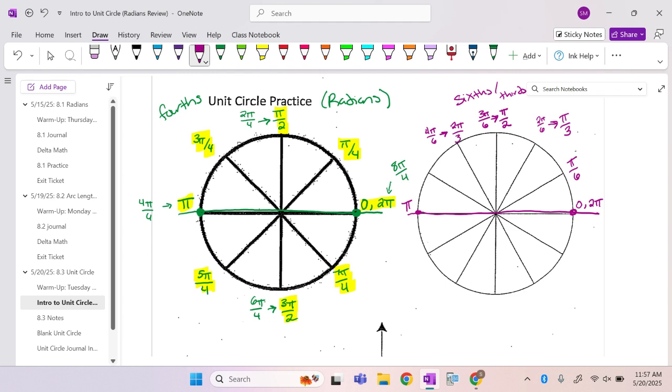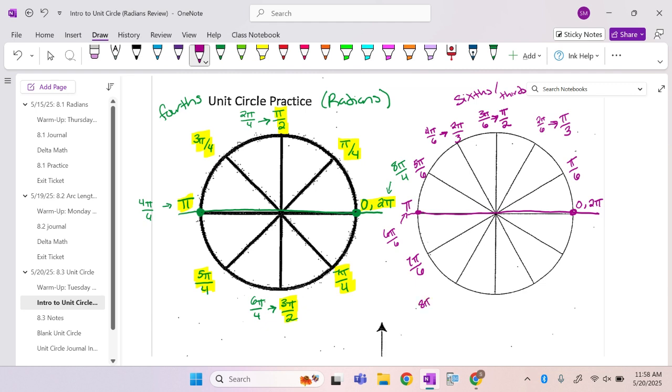Add another 6. What do I got? So it's one more than 4. 5 pi over 6. Add another 6. This will be 6 pi over 6, which is pi. Add another 6. What you got? 7 pi over 6. Add another. What do you got?